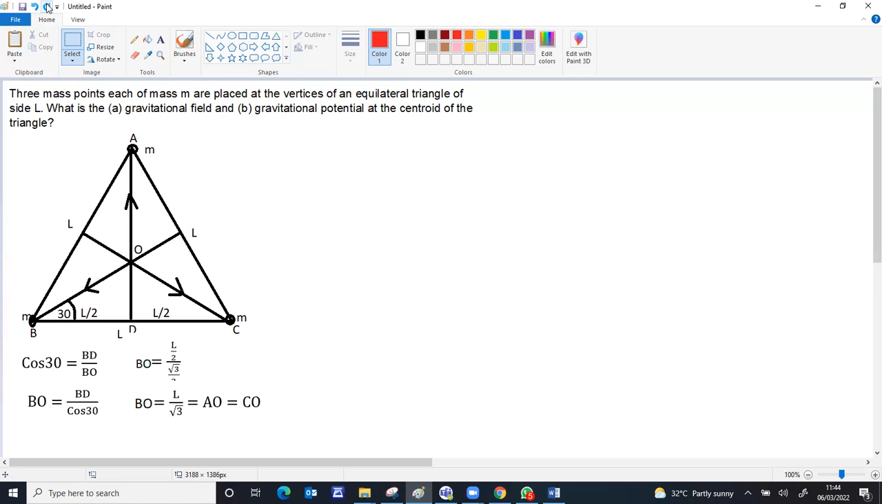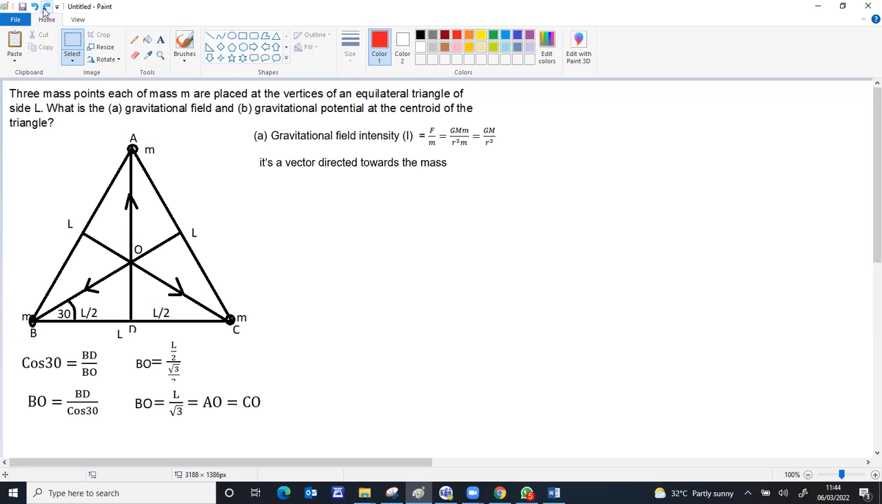Now the first question, the gravitational field. Gravitational field is defined as gravitational force per unit mass. The symbol is I. Gravitational force is G m m by r square, divided by mass, so the mass must get cancelled. It is G, the mass which is producing the field, by r square, where r is the distance from the mass to the point. For A, the distance from the mass to the point is AO, for B, BO, for C, CO.